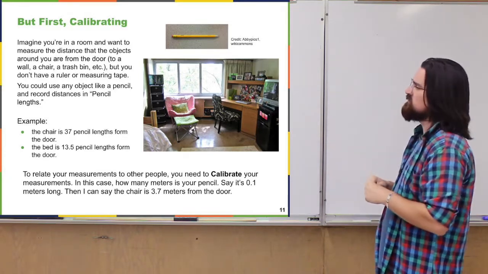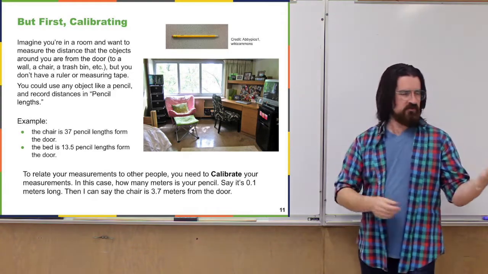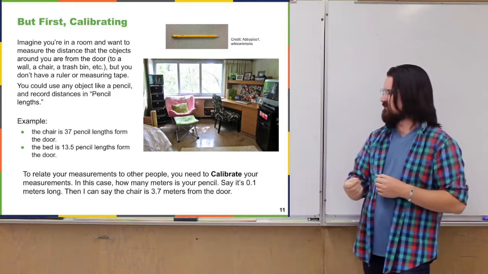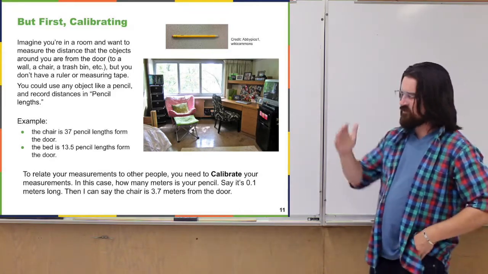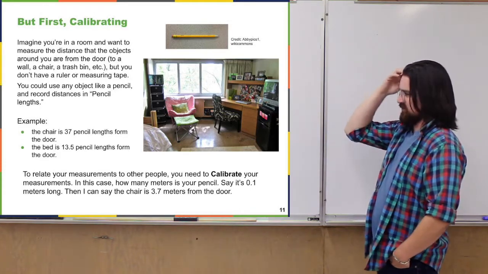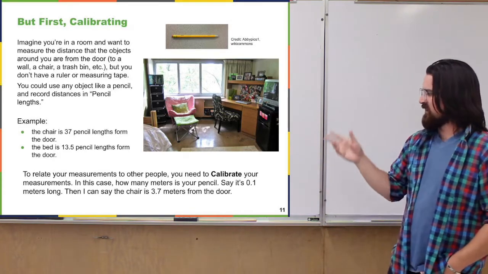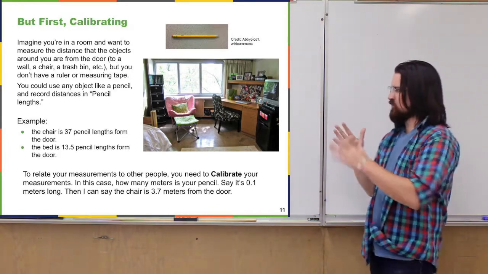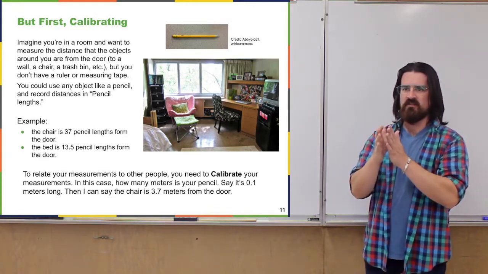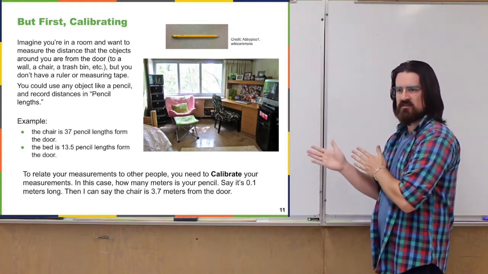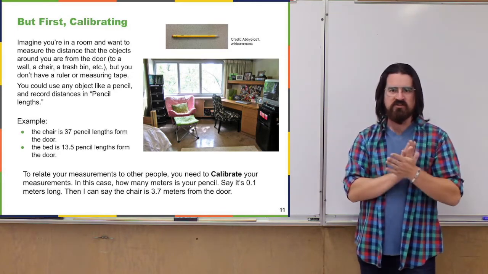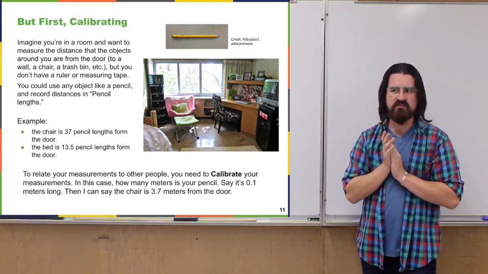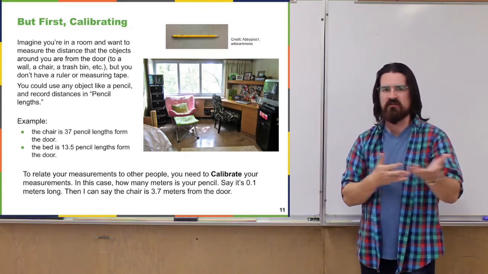Right? So say you take a pencil, and you're measuring the distance from the door to one of the chairs in your room, with pencil lengths. Turns out maybe the chair is 37 pencil lengths from the door. You measure, say, to the bed, 13 and a half pencil lengths from the door. So you're measuring the distance to all these different things, but you haven't really calibrated your system, right? We don't know how to actually express that in any normal units that other people would use, so that we could all share.